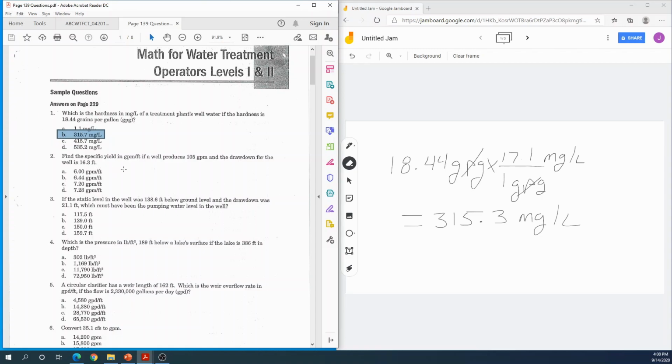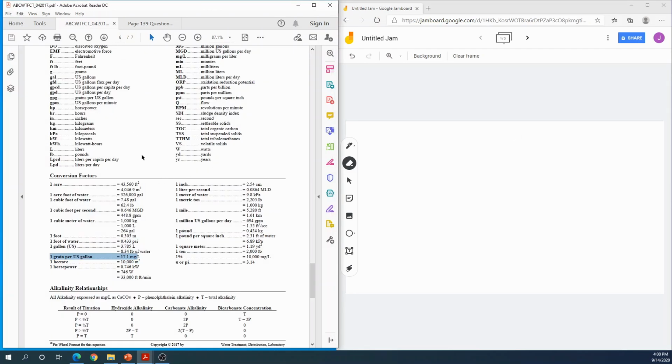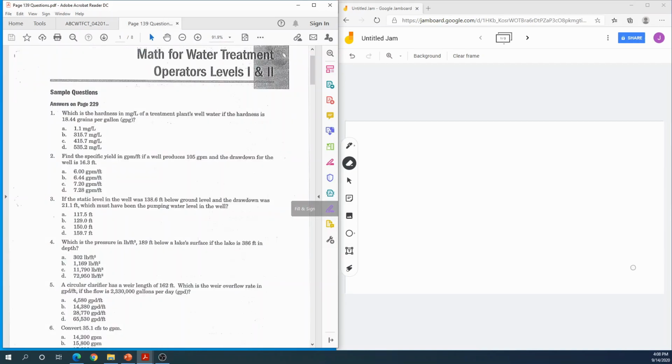So let's jump down to problem number 2. Find the specific yield in gallons per minute per foot if a well produces 105 gallons per minute and the drawdown for the well is 16.3 feet. So depending on the cheat sheet we have, there might be an equation for the specific yield. I didn't find one running through this cheat sheet. So what we're going to do here is just track some units. In this case, we know we have 105 gallons per minute.